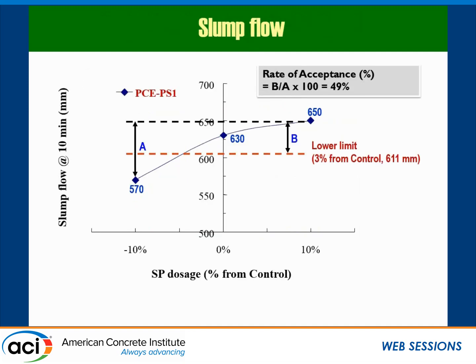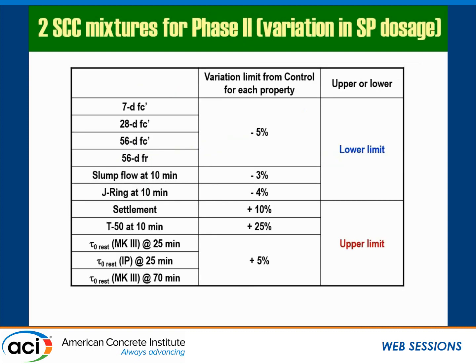And in some values, you have a lower limit. For example, over here, this is a slump flow after 10 minutes. So your value at SSD condition would be 630. If it's SSD plus 10% SP, it is 650. And this should be the upper limit, or lower limit, and then 600, 610. And then if you reduce the superplasticizer, you are beyond that. And if you look at this, B divided by A, etc., you will have a rate of acceptance that is lower. So those are the values that we determined.